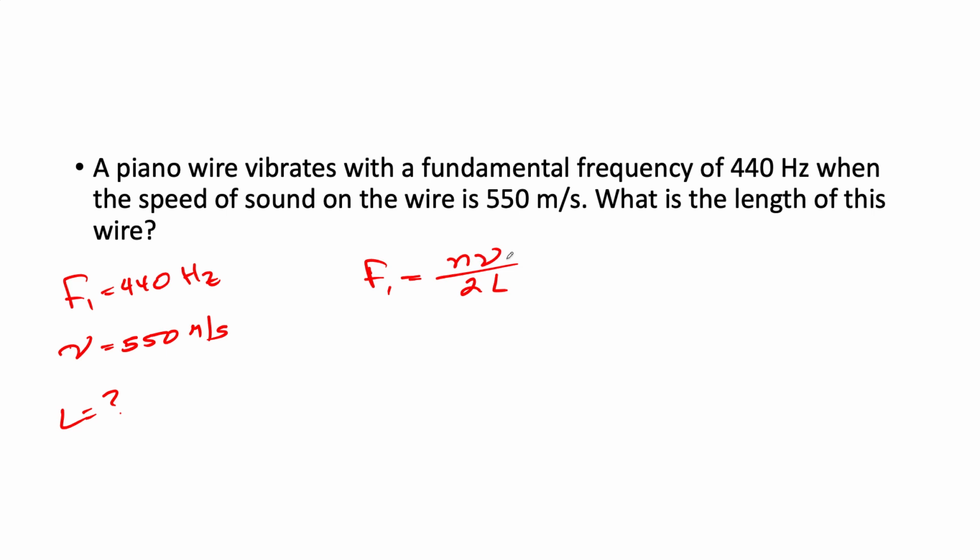N is 1. We're looking for the fundamental frequency. 1 times v over 2L. So let's see. We're looking for L. Multiply both sides by L. So F times L is equal to nv over 2. And let's drop the frequency down, divide both sides by frequency. So length is equal to nv over 2 times the frequency.